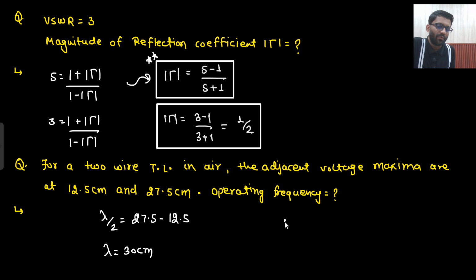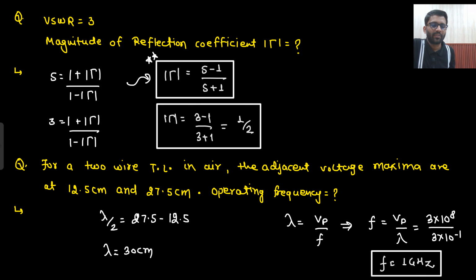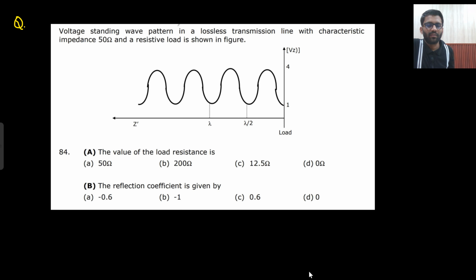So what do I know? Lambda is equal to C by F. Actually it is Vp by F, but Vp is equal to C. So F is equal to Vp by lambda. What is Vp? 3 into 10 to the power 8. And what is lambda? 3 into 10 to the power minus 1. So F you are getting as 10 to the power 9, or you can say 1 gigahertz. So your operating frequency is 1 gigahertz. Very simple question, very straightforward.